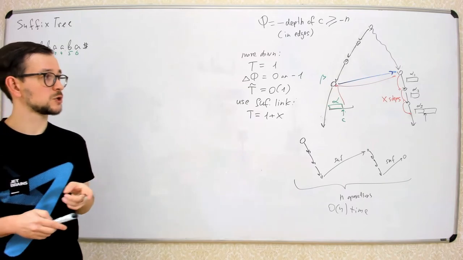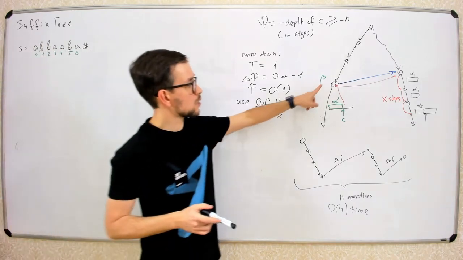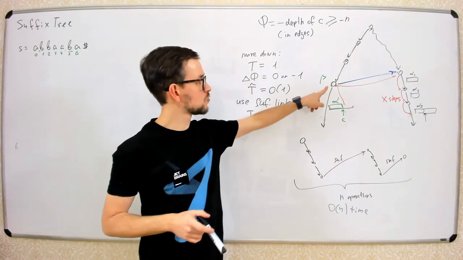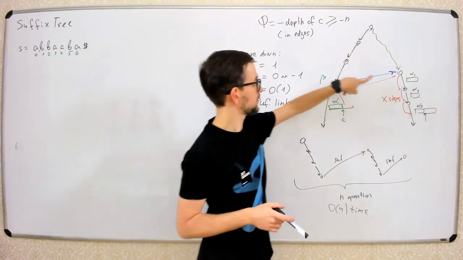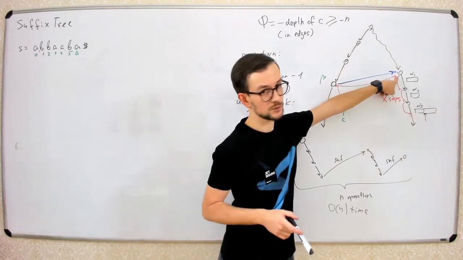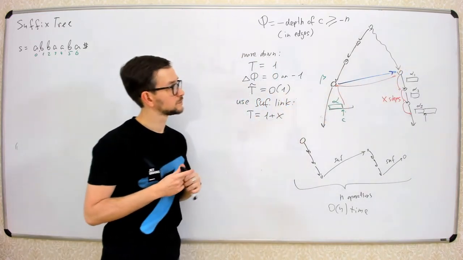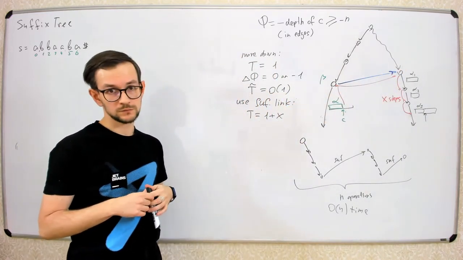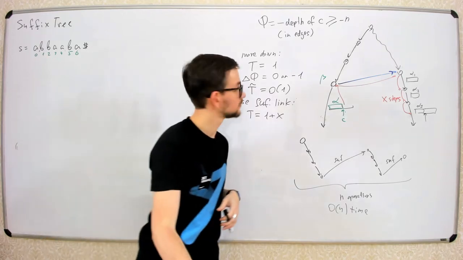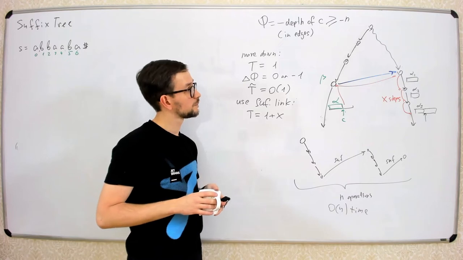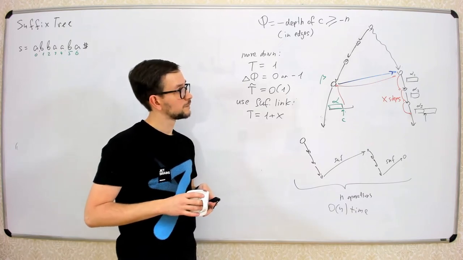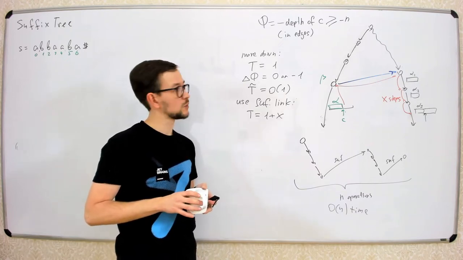What will happen with the potential function when we move from here to here? Let's compare these two depths, the depth of this node and the depth of this node. What will happen? Any ideas? Can the depth increase when we go from here to here?